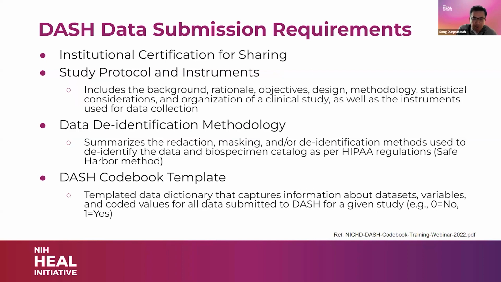Some of the requirements for submission include the institutional certification for sharing. The submitting institution must attest to at least one of the following: that the study was conducted under an IRB determination of exemption or waiver of consent, or the study was conducted as part of an IRB approved protocol. There has to be specific language describing the sharing in the original consent, or where the IRB has reviewed the consent and determined that all data can meet certain standards and can be shared as proposed. And then you have the de-identification methodology, summarizing how the data was redacted or masked, and the de-identification methods that were used. You have the DASH code book template. This template data dictionary captures the information about the data sets, the variables, and the coded values. Next slide, please.